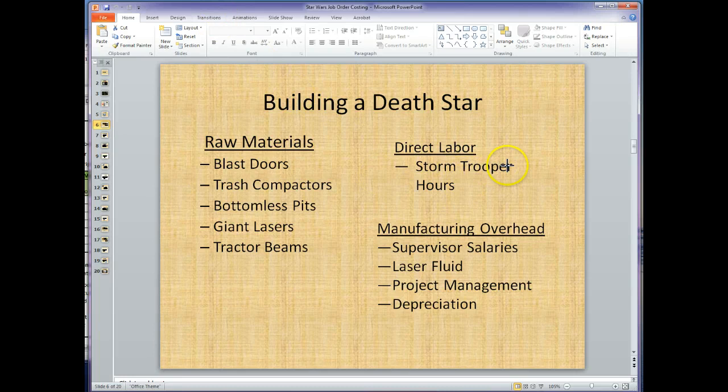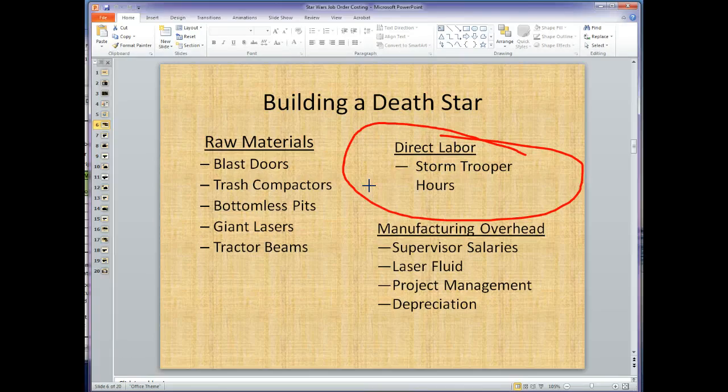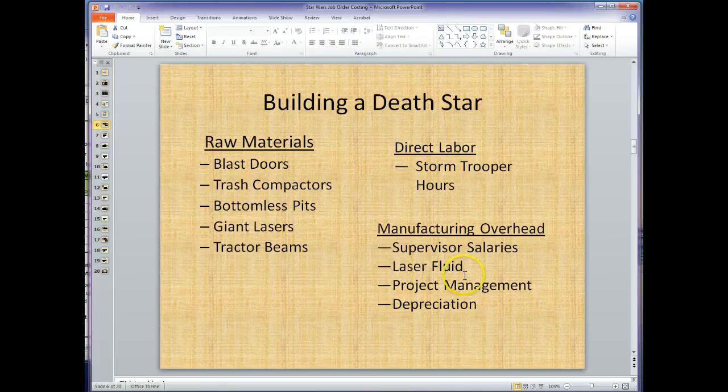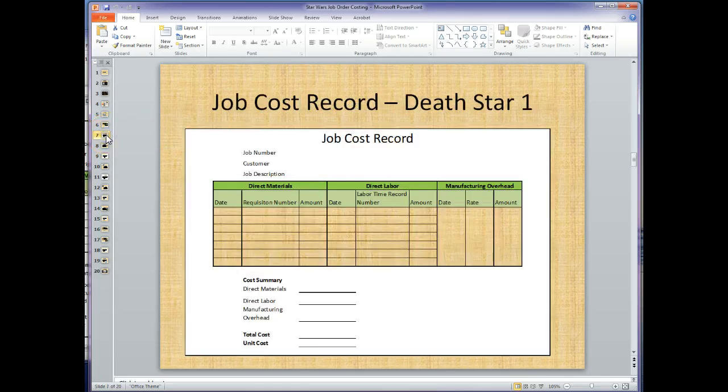Of course it's the Empire, and so your direct labor is going to be stormtrooper hours. They're out there, they're building the thing. We got to pay them a decent wage, they're union, all that good stuff. And then of course like your laser fluid to make the lasers go, and your project management, depreciation on these things. These things usually depreciate rapidly because they tend to get destroyed rapidly, and supervisors' salaries. All right, so we accumulate costs on this scary thing called a job cost record. Really easy to do. So we have 3 categories here. So the cost of your direct materials, believe it or not, are going to go here.